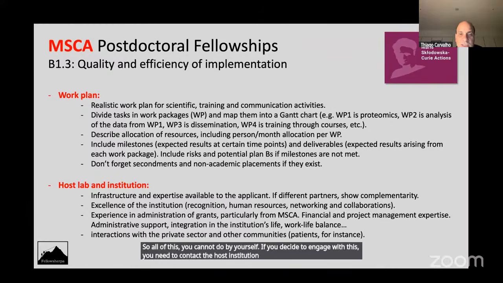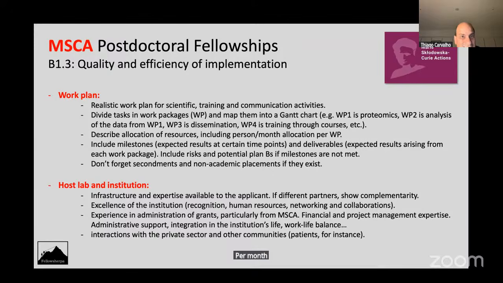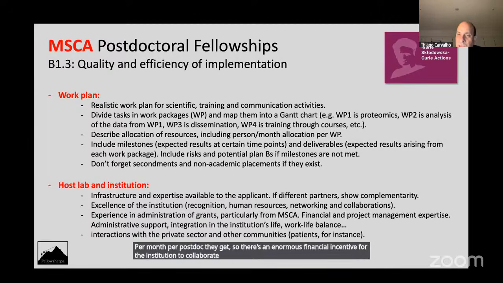The good news is you should not be shy about this. If you are awarded a Marie Curie Fellowship, your host institution will get about 1,700 euros per month per postdoc they get. So there's an enormous financial incentive for the institution to collaborate. And most European institutions have templates in place for the institutional parts of this and for things like communications program. So engage with them early.